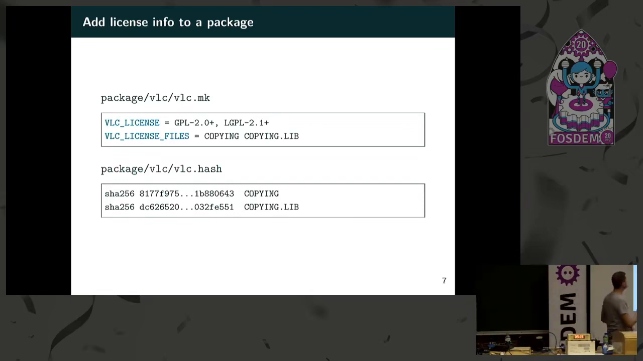Here are two variables, VLC license. So this is the name of the licenses, and in this case there are two licenses for different parts of the software, or it is dual license. And then VLC license files, so the name of the files that contain that text and that should be copied into the output directory. There are also hashes for these files, so that should the license change in a future version of the package, it will not build anymore, and so you will notice, and maybe it's really a license change and you have to update the above fields.